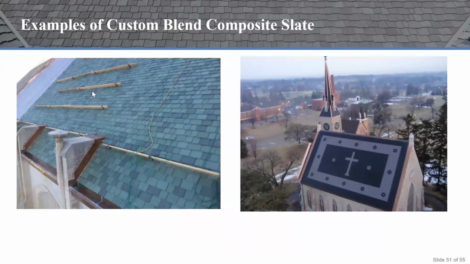So this here's just a quick example of custom blended composite slate. This one here is a custom color blend. If you ever get into a situation where you want to look at custom color blends, we have color chips available. You pick the chips that you like, and we can help you come up with a blend for your project that fits. And this one here on the right is just kind of showing you how far you can take your imagination if you'd like to, right?